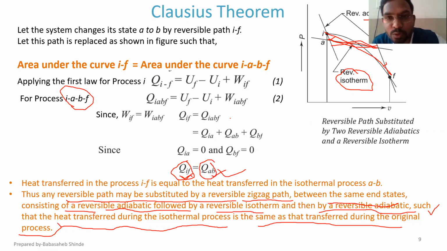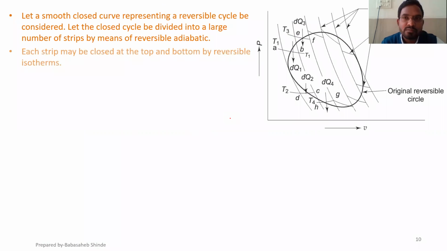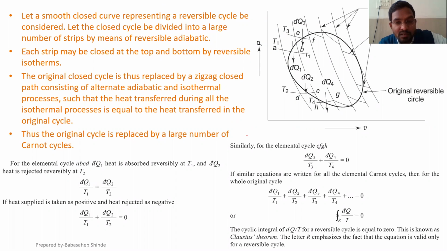Okay, so now we know that any reversible path can be replaced by this zigzag combination of adiabatic, isothermal and adiabatic. So now we are going to use this to prove the Clausius theorem. So what is the Clausius theorem?